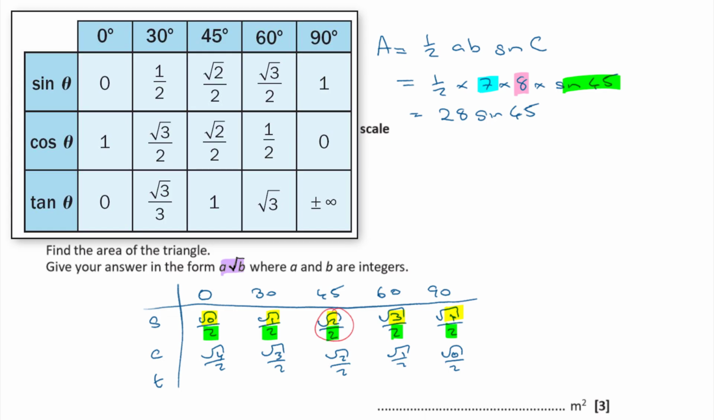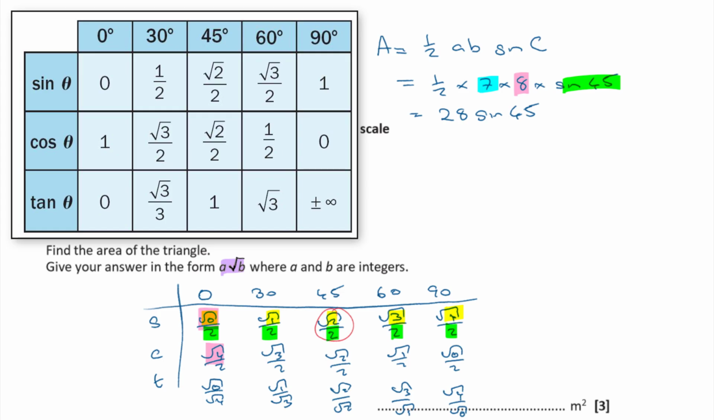Okay, and then the tangent you get by dividing the numerator part of your sine by the numerator part of your cos. So this one would be root 0 over root 4, this would be root 1 over root 3, this one would be root 2 over root 2, this one would be root 3 over root 1, and this one would be root 4 over root 0.